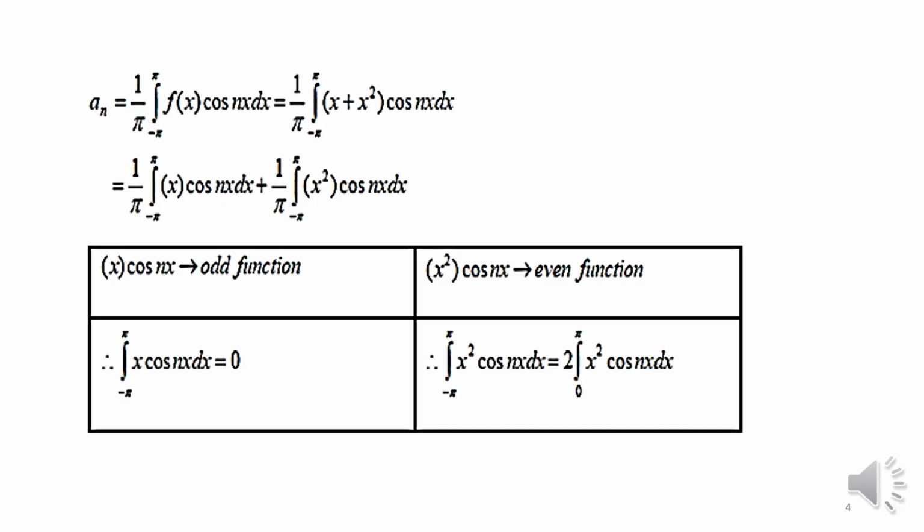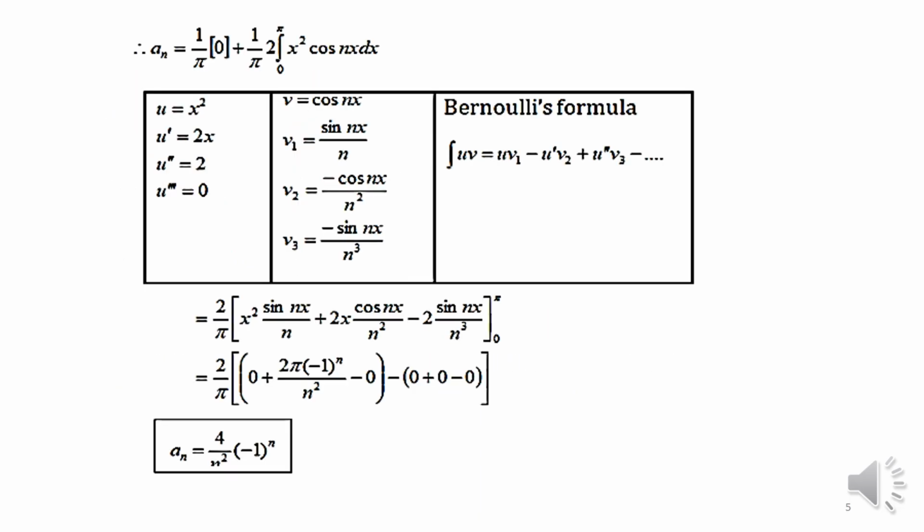The same with x square cos nx dx: x square means minus into minus becomes plus, and cos n minus x is cos nx, so f of x is equal to f of minus x, which is an even function. So for an even function you will get the a n value, and minus pi to pi x square cos nx dx can be written as 2 into 0 to pi x square cos nx dx. Now I am substituting the formula, 2 by pi, 0 to pi x square cos nx dx. You can find the value of u and v using Bernoulli's formula, and you will get the final answer.